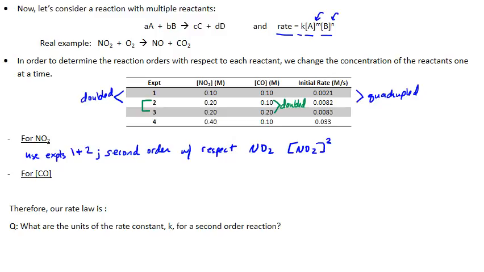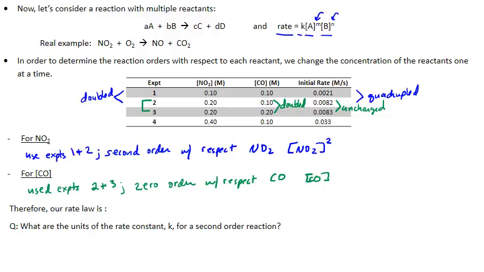The rate was 0.0082 and 0.0083 molar per second. So basically, it was unchanged. That means that the rate of the reaction is independent of the concentration of CO, which means it's zero order. So for CO, we would use experiments 2 and 3, right? And we would see that it was zero order with respect to CO. So that would mean in our rate law we would put the concentration of CO to the 0 power, which means we don't have to put it at all.